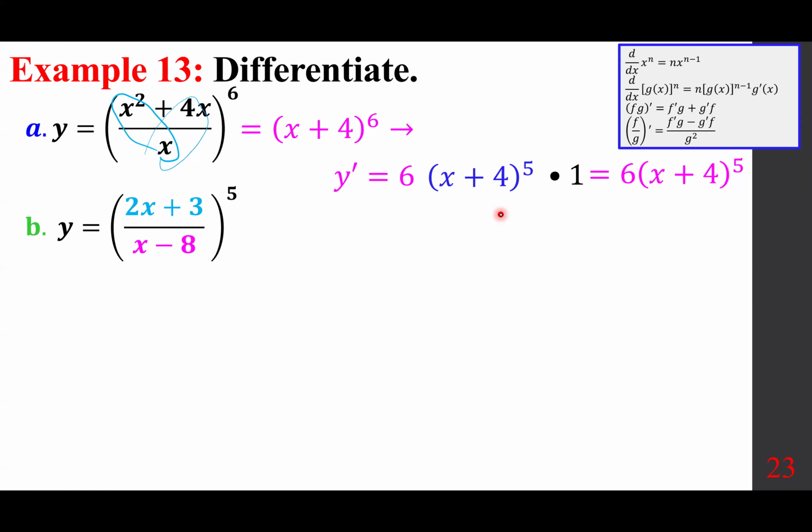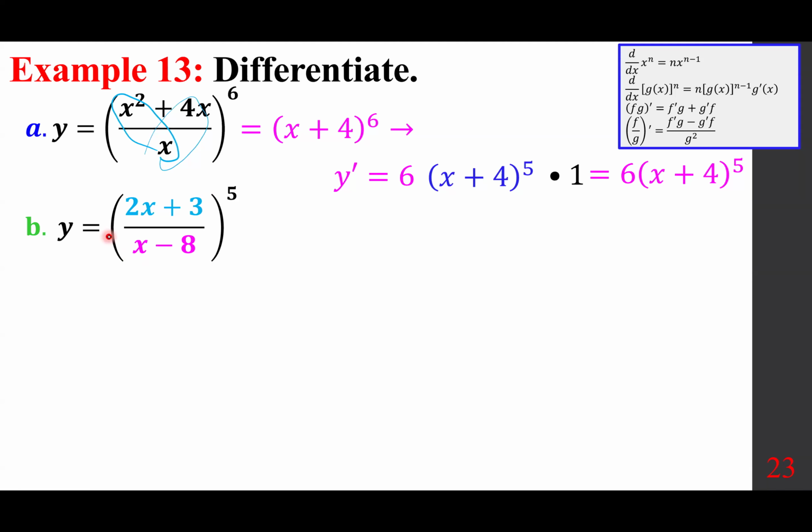Y equals (2x plus 3) over (x minus 8), all to the power of 5. We are going to use the extended power rule as well as the quotient rule. So according to the extended power rule, and by the way, you always look at the fraction and ask yourself, can I simplify it? In this case, the answer is no.